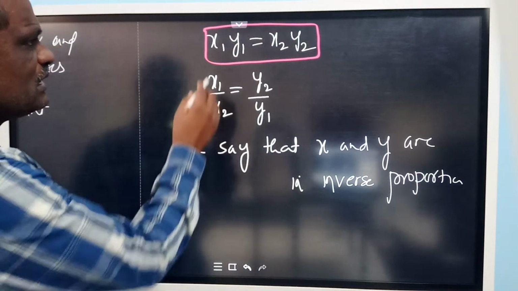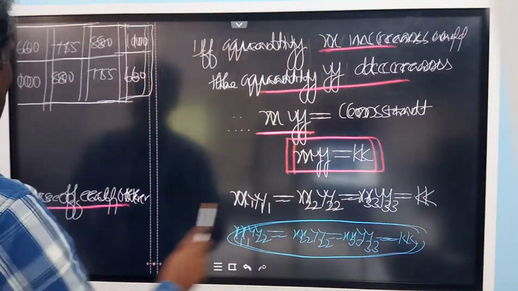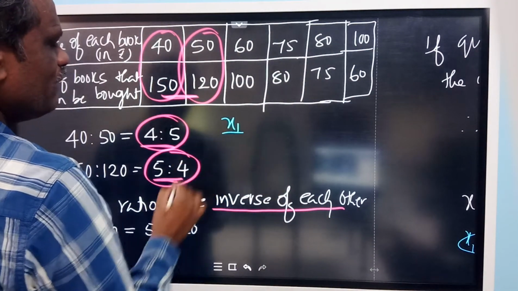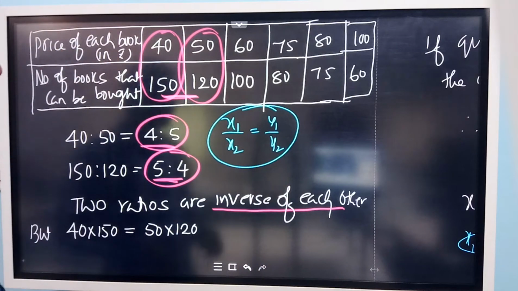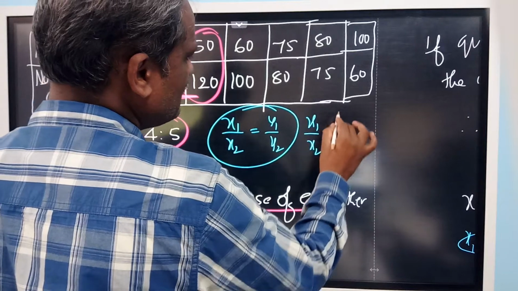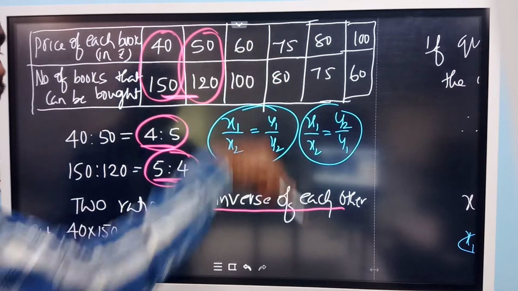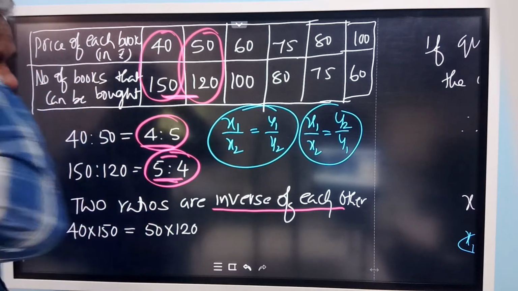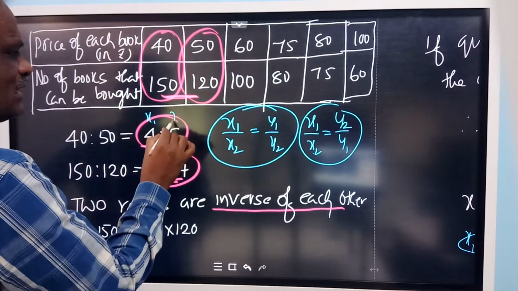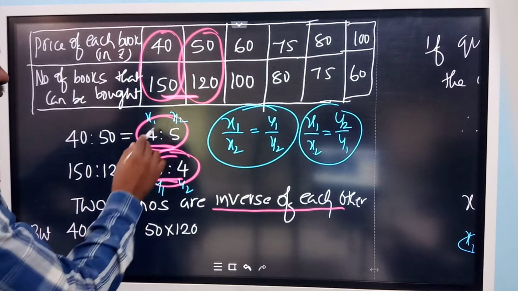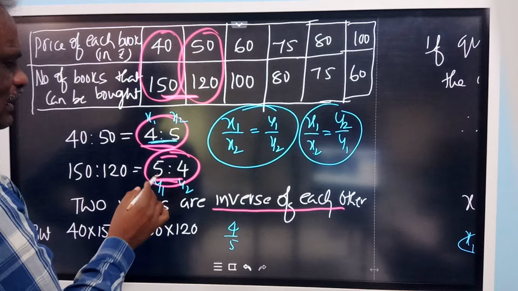So X1 Y1 is always equal to X2 Y2. If you write it in the form of a division, X1 by X2 is equal to Y2 by Y1. In direct proportion, X1 by X2 was Y1 by Y2. But here in inverse proportion, X1 by X2 is the same as Y2 by Y1. 4 by 5 is the reciprocal of 5 by 4. So changing the order, X1 by X2 is equal to Y2 by Y1. Here you cannot write 5 by 4 on the other side; you can write 4 by 5.